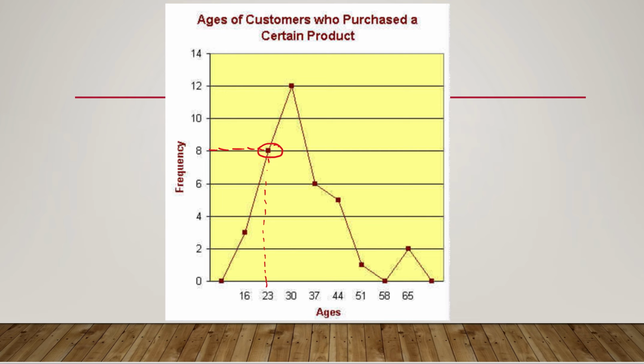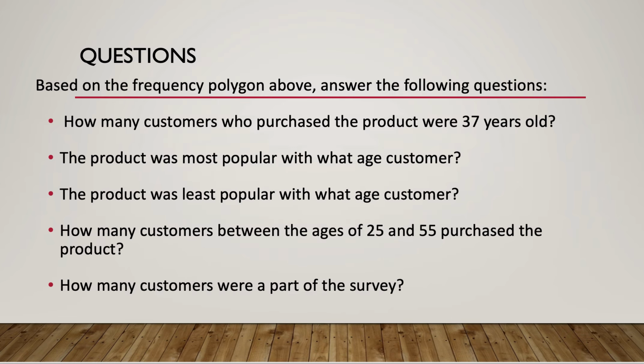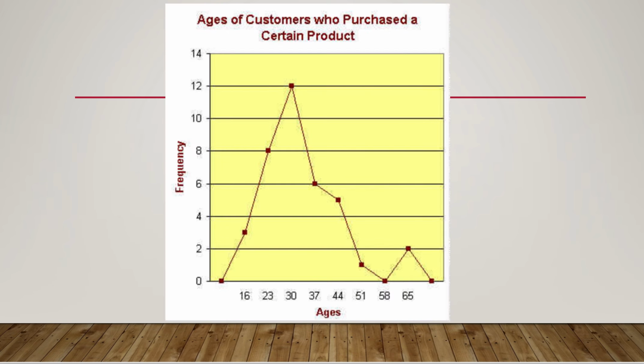All right, so let's go ahead and look at the questions that they're going to be asking us for a frequency polygon. Our first question says, how many customers who purchased the product were 37 years old? How many people who purchased the product were 37 years old? So I'm going to go back to my graph, and I'm going to find the 37, and I'm going to locate the point above that 37. So here's the point right here.